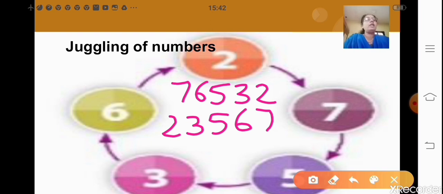Now according to these 5 digits, you can also form many numbers. You can frame many numbers.